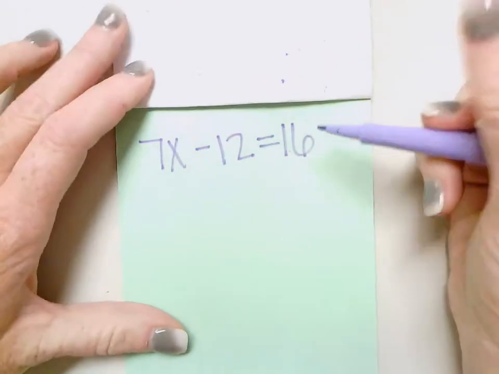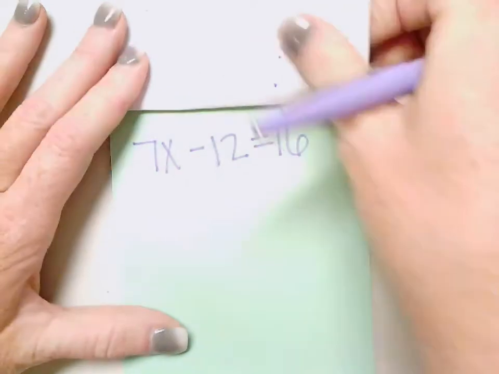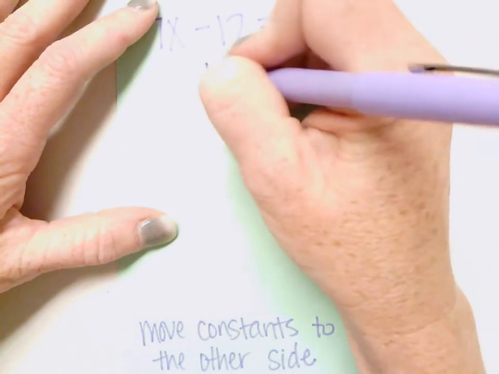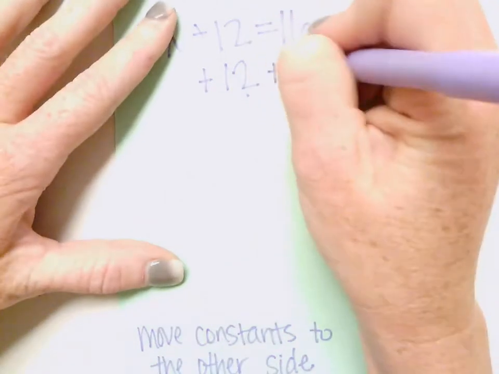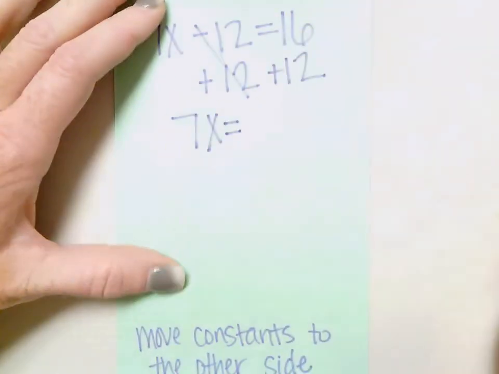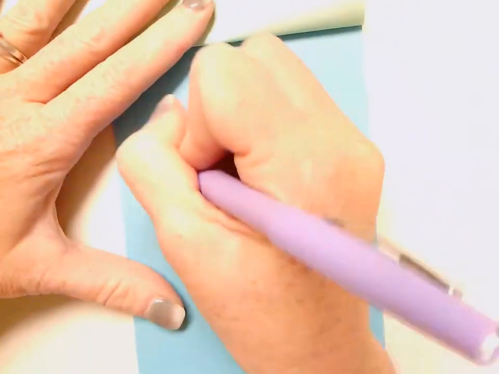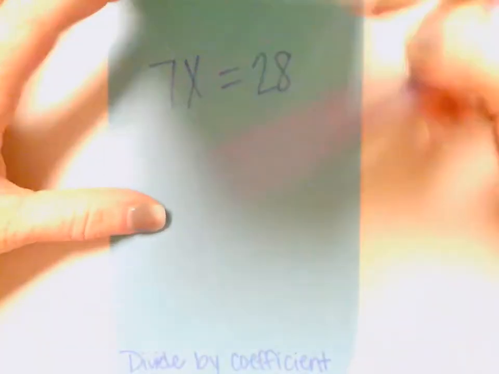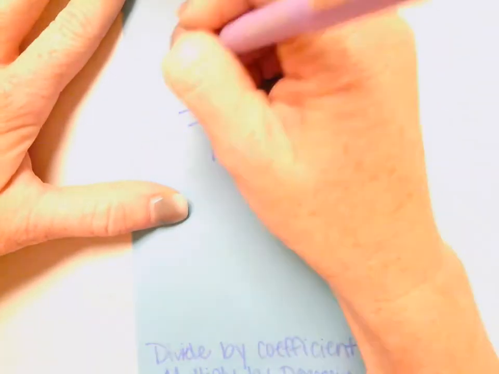Okay, so I moved the x's this direction, so I want to move the constants this direction. Okay, I'm on the constant one. So if this is a negative 12, I'm going to add 12. Negative 12 plus 12 is 0. Then you're going to add 12 to this side, and rewrite that again. Okay. Now this says 7 times x equals 28. So we're going to do the inverse of that and divide by 7.